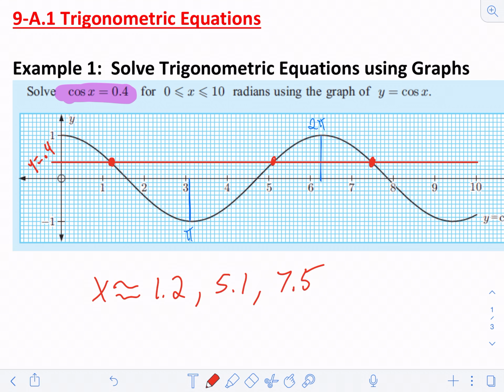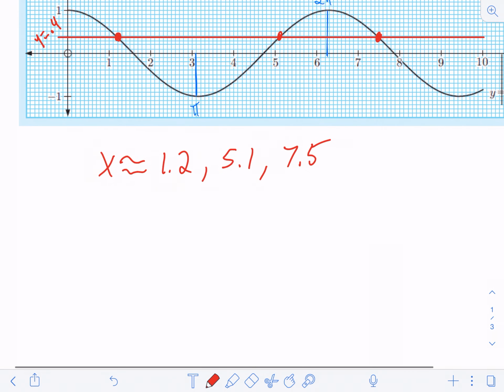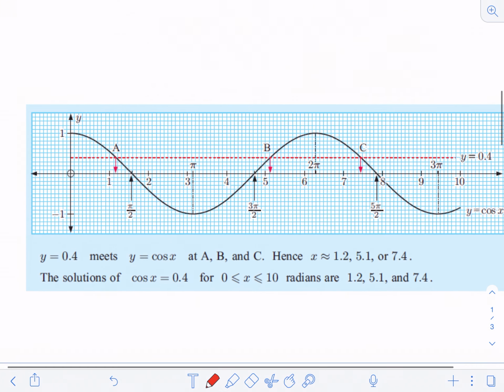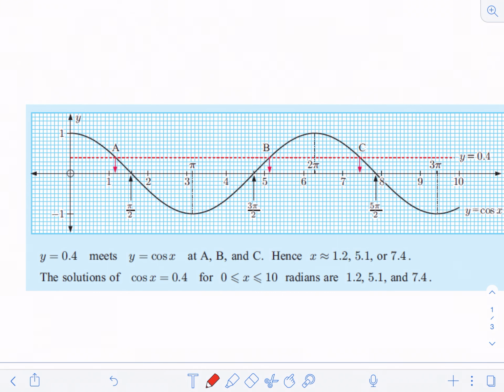Those are approximate values, right? Because I'm just looking at this based on the graph. And if you look down here, we've got the solution from the book. They did something similar. They had 1.2, 5.1. Oh, and they had 7.4. So it's a little bit different. Again, it's because we're just approximately reading the graph. And that's where we solved the solution of cosine x equals 0.4 for the interval x between 0 and 10 using the graph.